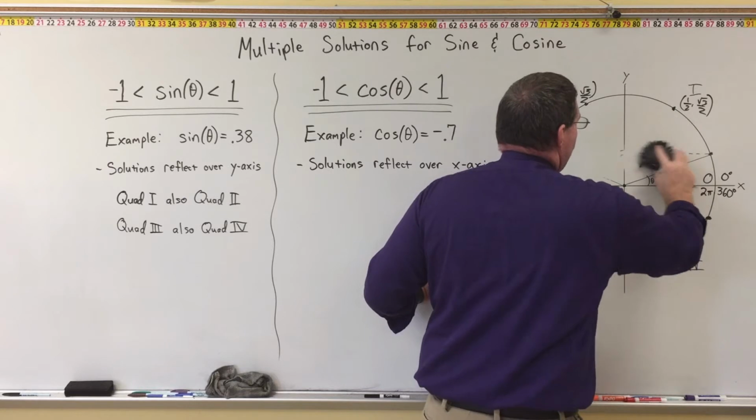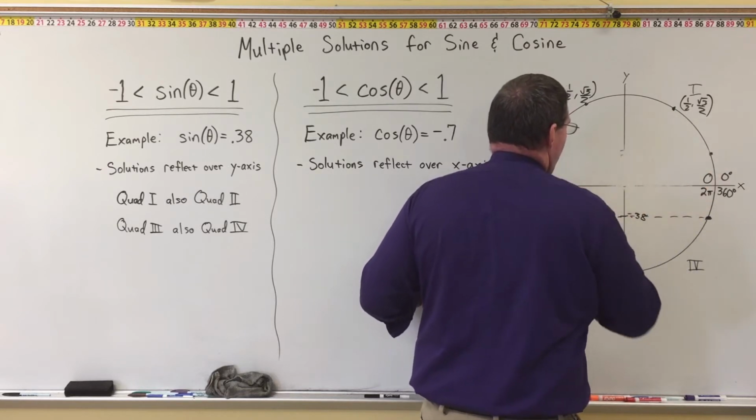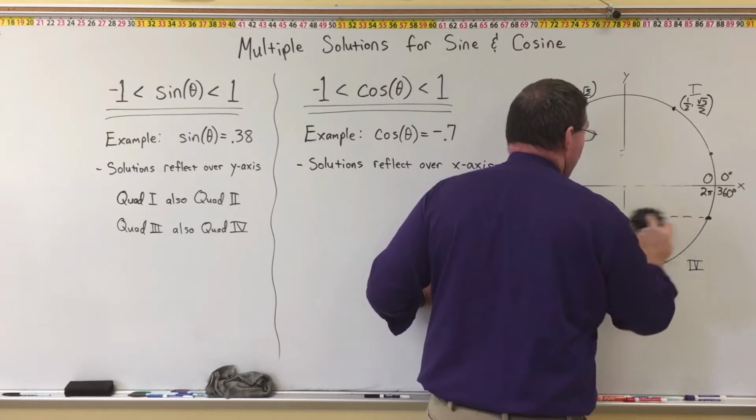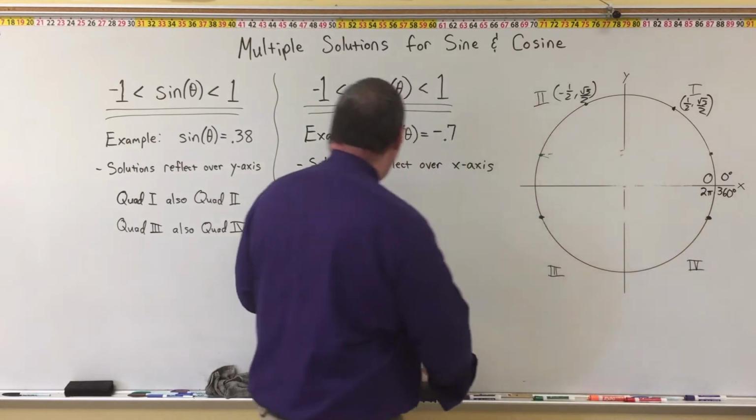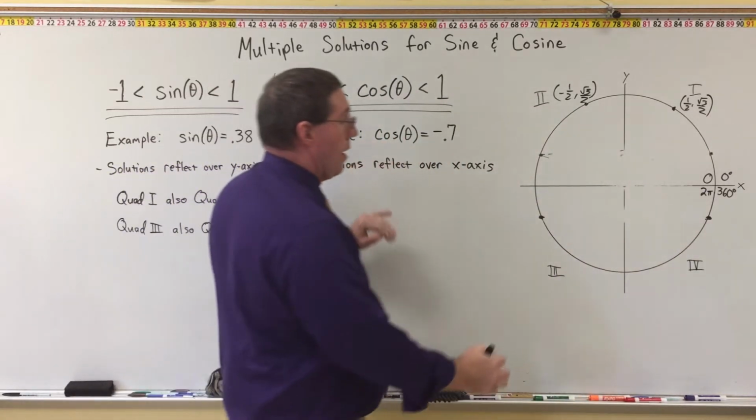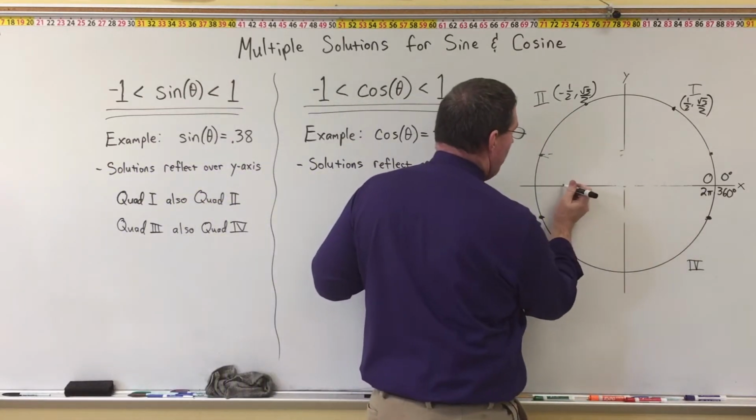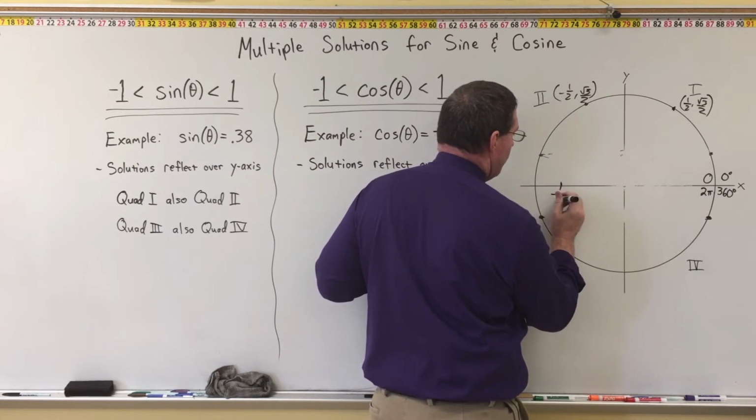Let's say that cosine of theta is -0.7, okay? Well, cosine is the x-axis, right? And so negative 0.7 is probably maybe right about over here, right? That's negative 0.7.